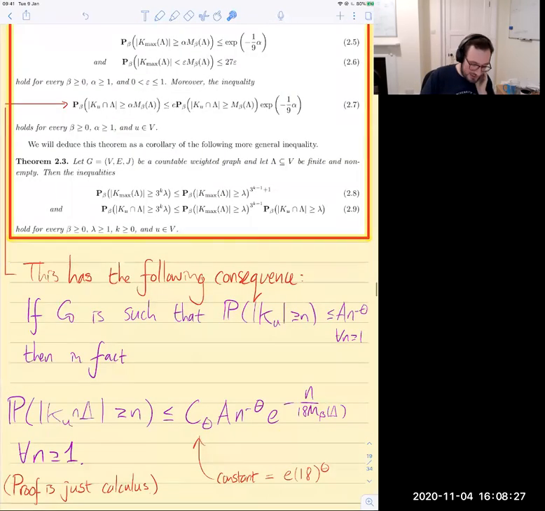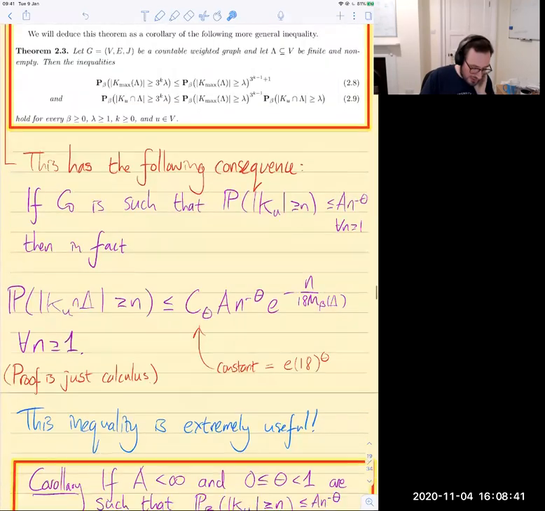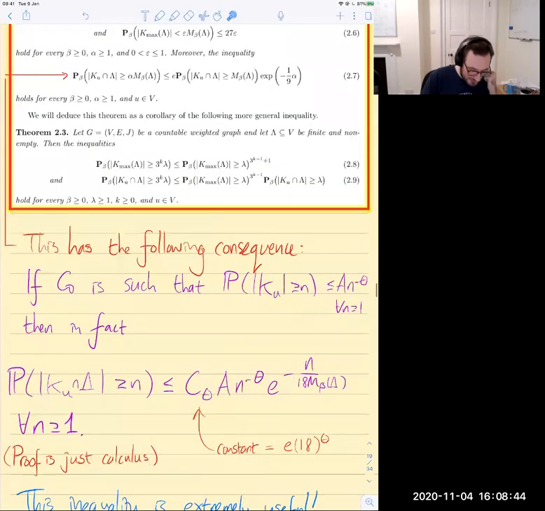And suppose I know that I have a power law upper bound of this form. The probability that a specific cluster is bigger than n is always bounded by some constant a times n to some negative power. Then it follows from this inequality that if I take some set lambda, then the probability that this intersection is bigger than n, well, I get some theta dependent constant. I don't really care about that. So I basically get this from before, but then I also get this exponential term.